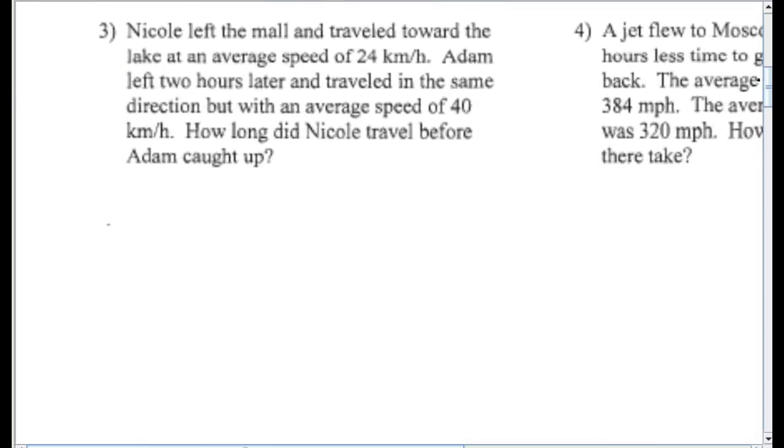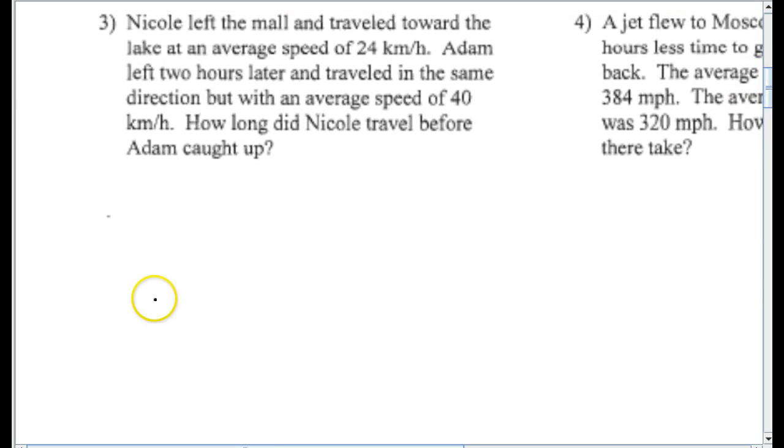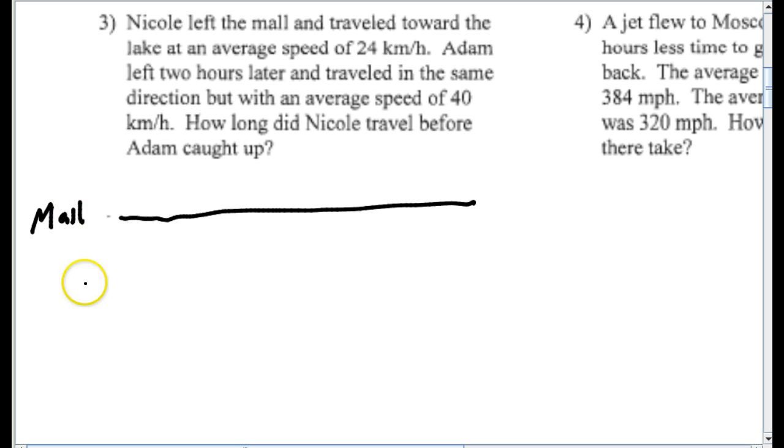Let's drop down to 3, try another one. I'll let you guys do this one on your own. So go ahead and draw this across your paper, like that. Label the two locations. So Nicole left the mall, and she's going towards the lake. So write everything out so we have a good visual. If you want, draw a little lake.